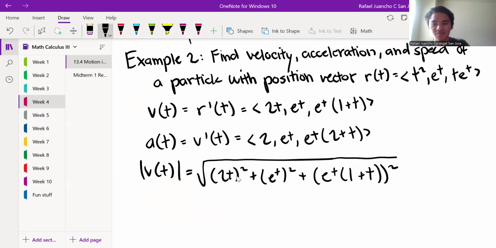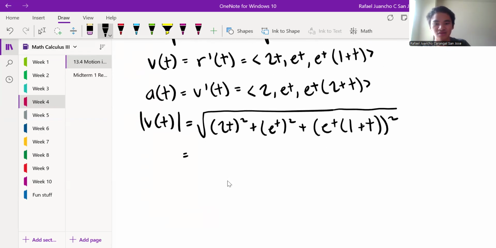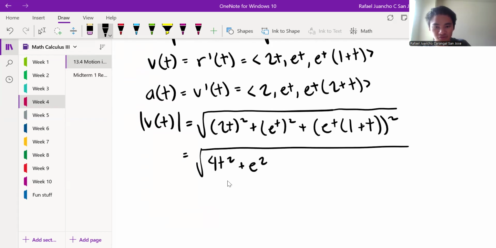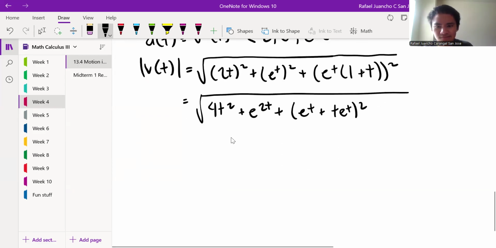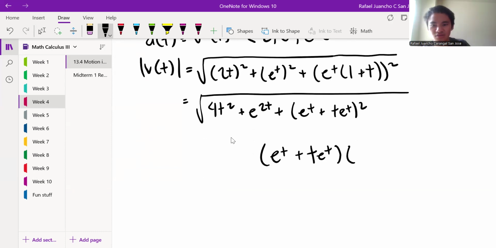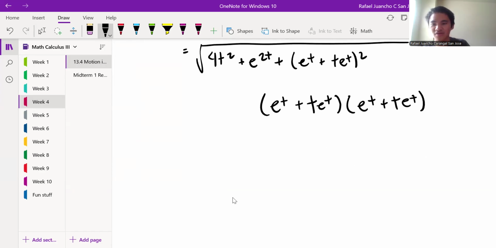Now maybe I can sort of expand here. So here I get 4t squared plus e to the 2t, right? I could do that. Plus, I'm going to expand here. I get e to the t plus t e to the t squared. And then from here, maybe I might just plug it in. Or no, I actually can't do that. Yeah, I have to do it twice. t e to the t. And I do it again. So this is annoying algebra 101.